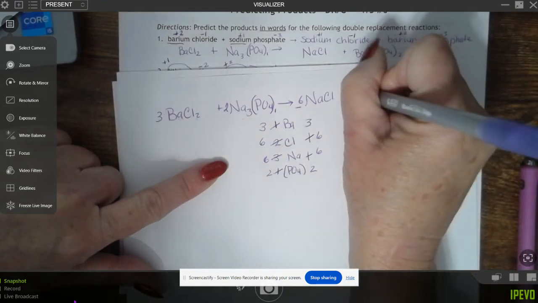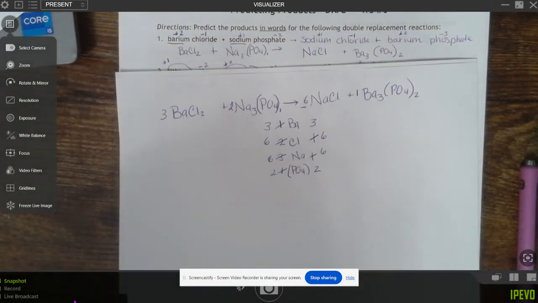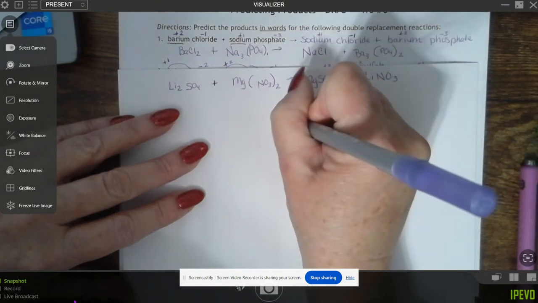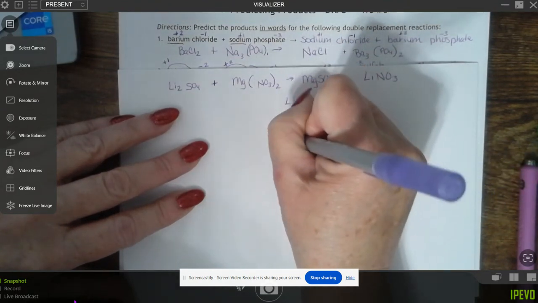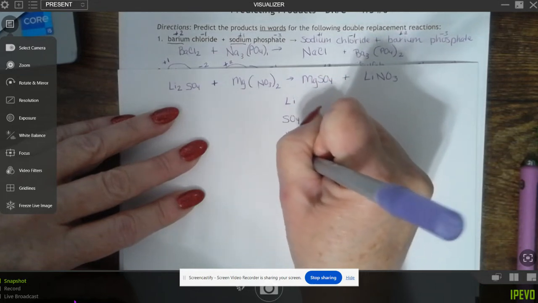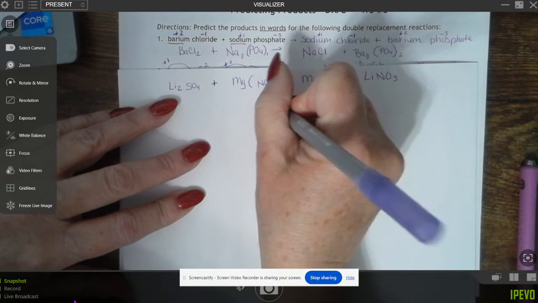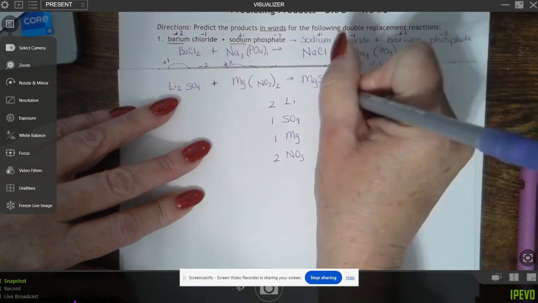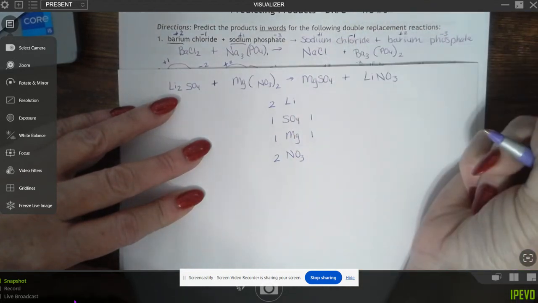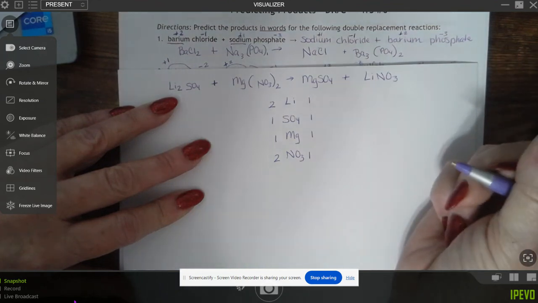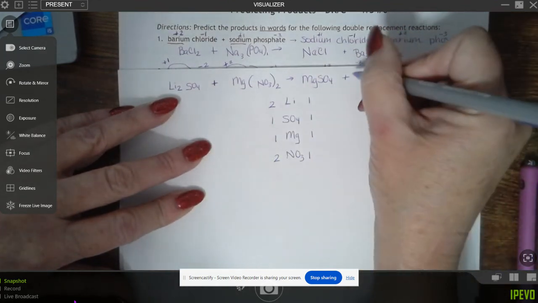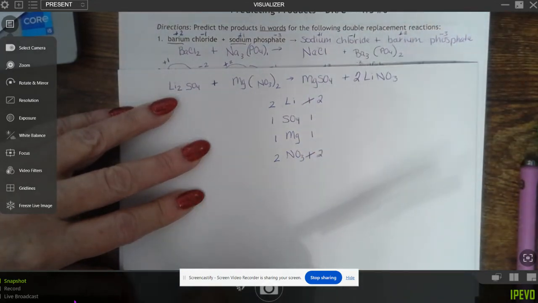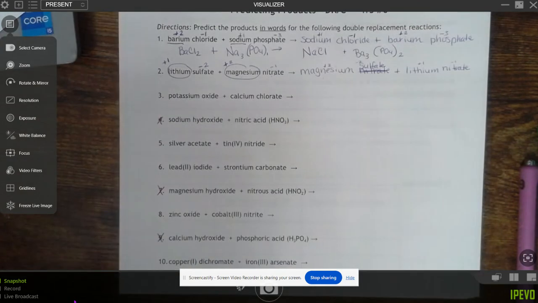So there we go. That equation is balanced. Okay, so let's look at the second one. So in this one, I have lithium, I have sulfate, I have magnesium, and I have nitrate. All right, so I have 2 lithium, 1 sulfate, 1 magnesium, 2 nitrate. Over here, I have 1 magnesium, 1 sulfate, 1 lithium, 1 nitrate. Sweet. This one's nice because all I have to do is put a 2 in front of lithium nitrate, and my equation is balanced. Okay? All right. Number 3.